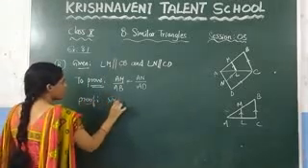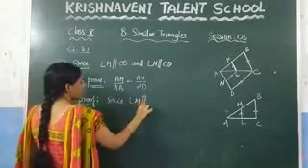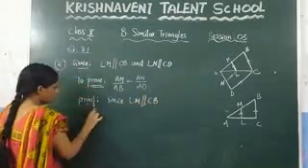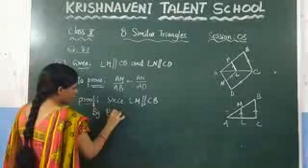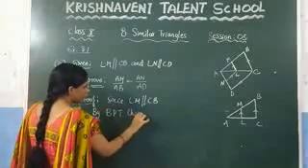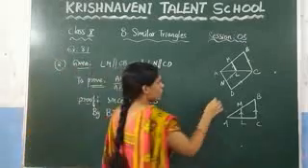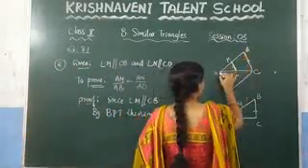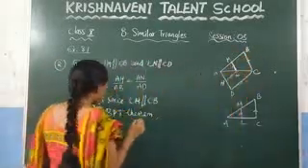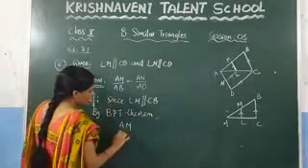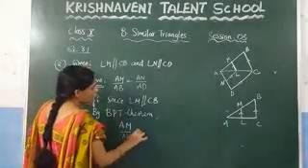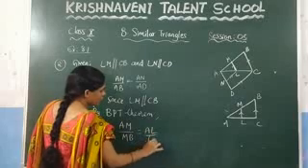Since LM is parallel to CB, by the BPT or the basic proportionality theorem, what can you write? You can write that the other two sides are divided into the same ratio. That means AM by MB is equal to AN by LC. So write it here: AM by MB is equal to AN by LC.